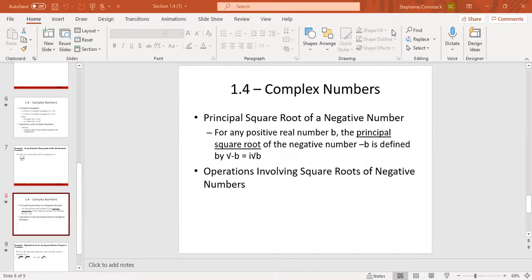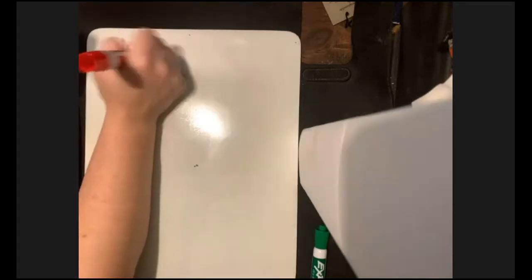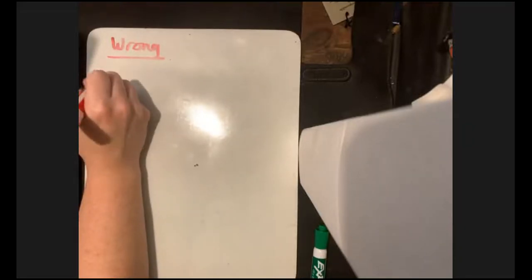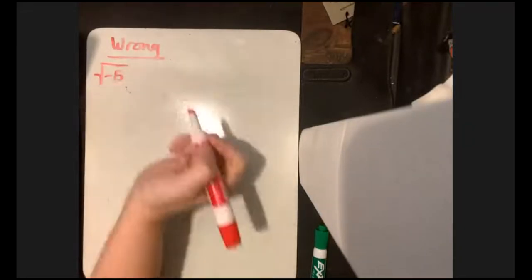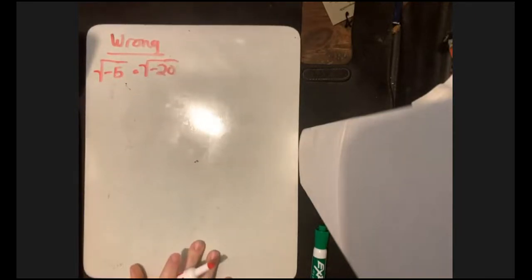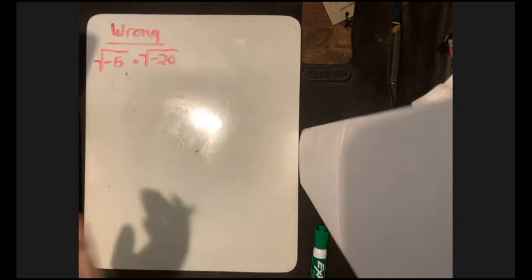So now I'm going to show you a correct way to do this and an incorrect way. First off, I'm going to show you the wrong way to do this. So here is the concept. I've got the square root of -5 times the square root of -20, okay? Now, again, I'm going to do this the wrong way.